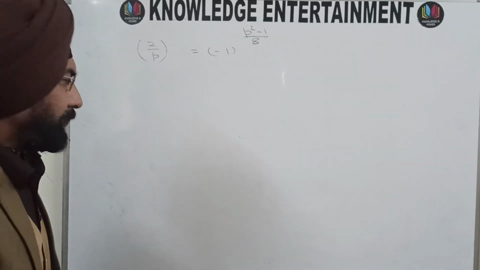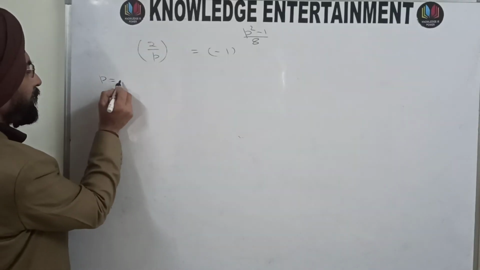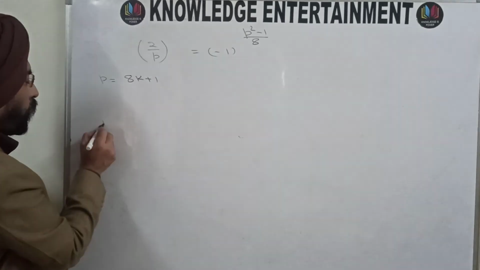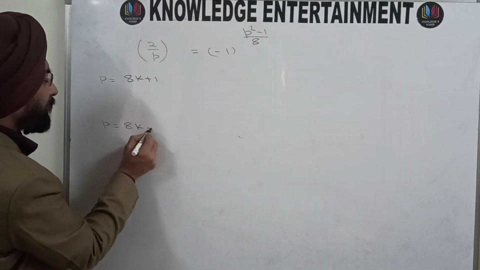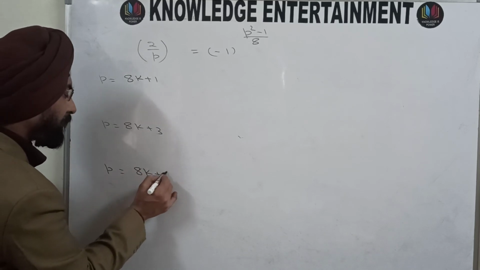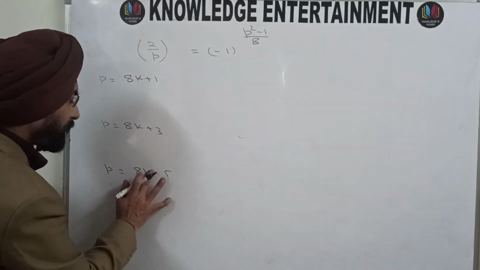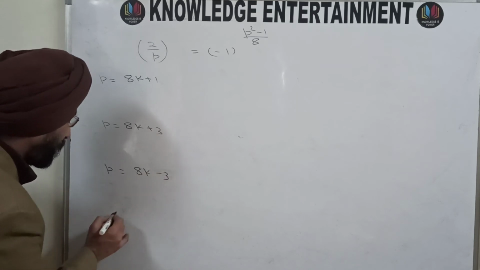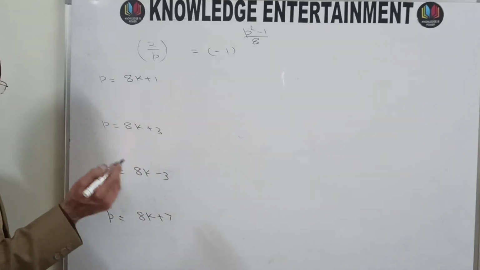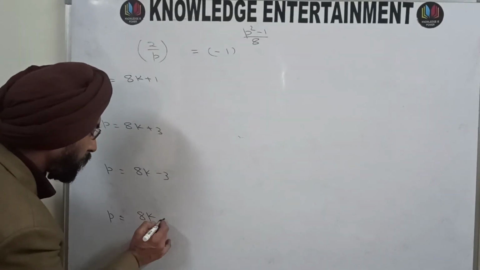So there are 4 cases. Either your p is 8k plus 1, if it gives remainder 1, or it is 8k plus 3, or it is 8k plus 5, and 8k plus 5 means 8k minus 3. And similarly, your p can be 8k plus 7, and 8k plus 7 means 8k minus 1.